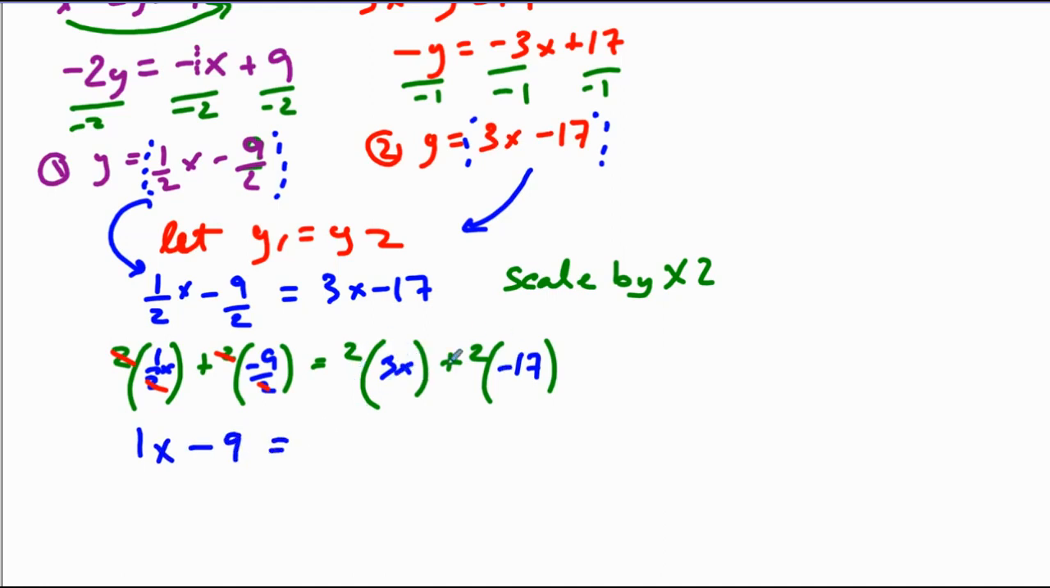Now here's a big change. This is where some change happens. 2 times 3 is 6x. 2 times 17 is 34, put a negative 34. And there we go. Now we have no fractions to deal with.